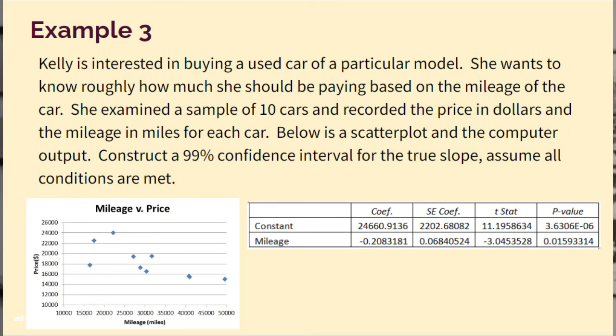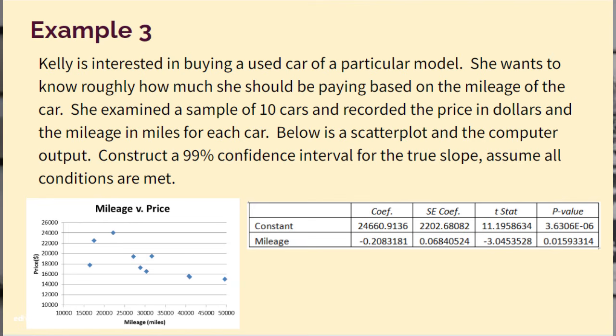Kelly's interested in buying a used car of a particular model. She wants to know roughly how much she should be paying based on the mileage of the car. She examines a sample of 10 cars of this particular model and records the price in dollars and the mileage in miles for each car. Below is a scatter plot and the computer output constructing a 99% confidence interval for the true slope. Assume all conditions are met, which is awesome, which means we don't have to run through all those conditions.